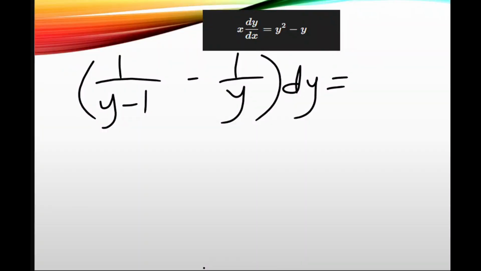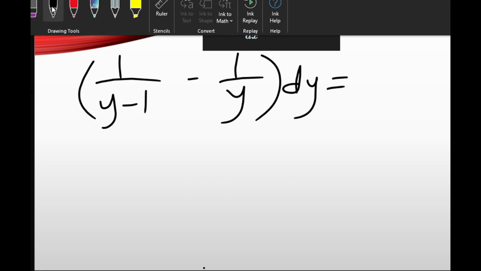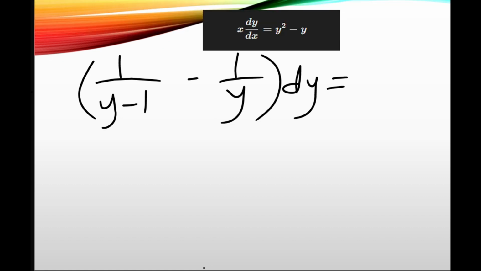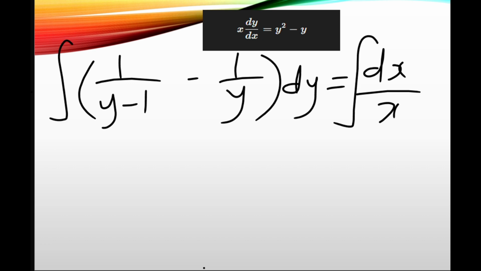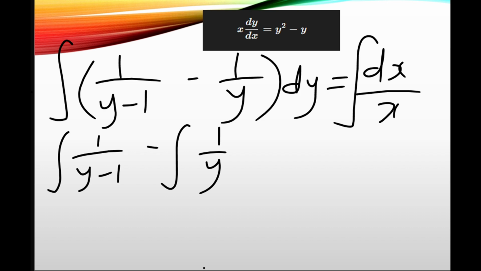So dx over x. Alright, so here we can apply our integral signs. So we break it down further. Good. So let's apply the integral signs to each element, yes, so that we don't get confused. So we can rewrite this as an integral of the first element 1 over y minus 1, minus the integral of 1 over y dy.